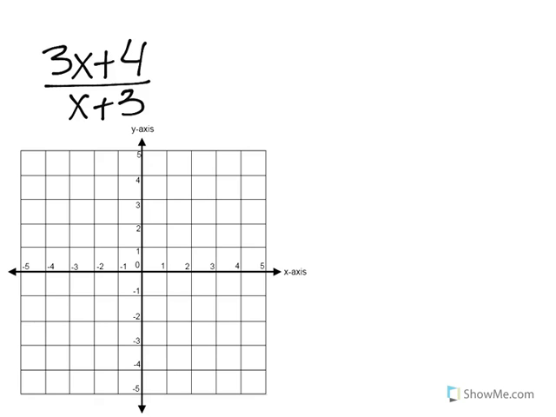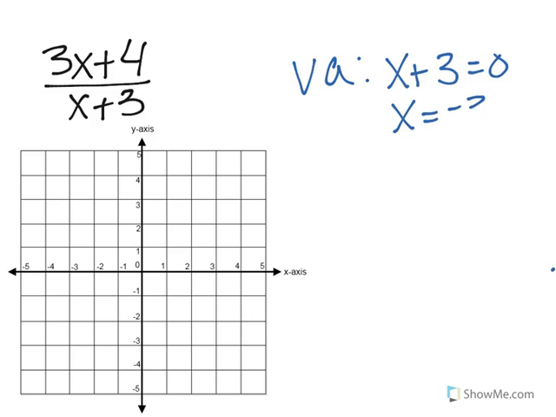To find the vertical asymptote, you're going to set the denominator equal to 0, and this is going to show you where the domain cannot be. So the domain is everything but where the denominator equals 0. So x plus 3 equals 0. So x equals -3 is our vertical asymptote.